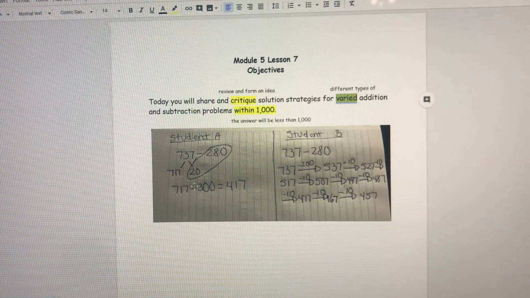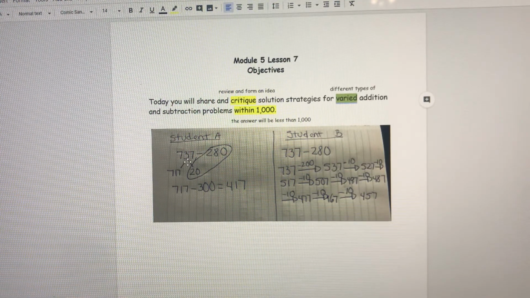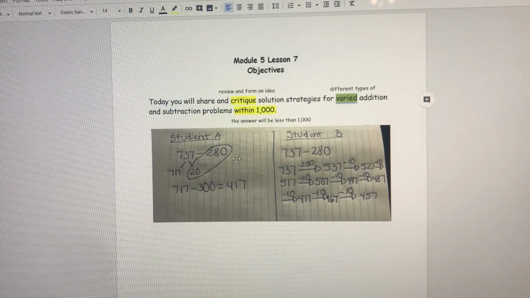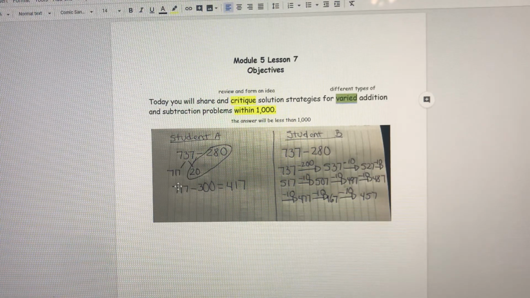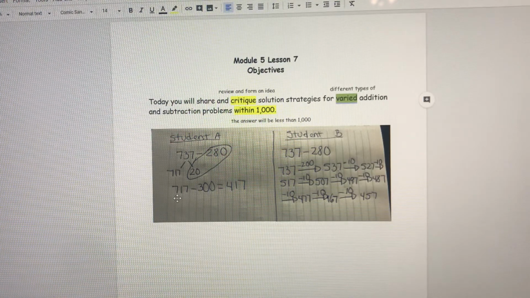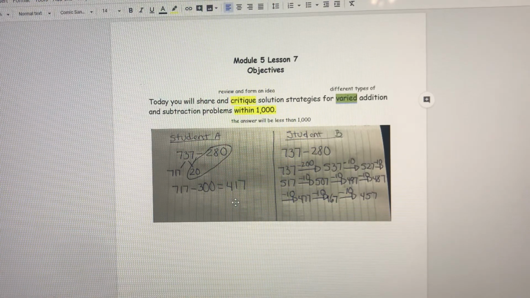So let's look at student A's work. Student A solved 737 minus 280. And student A did a number bond. Student A used the associative property to make 280 the next 300. And thus turning the problem into 717 take away 300, and they came up with the answer of 417.